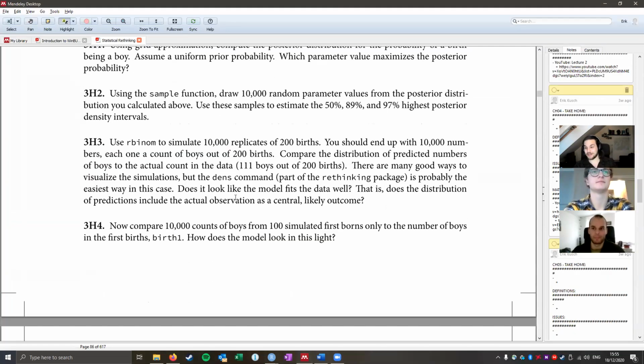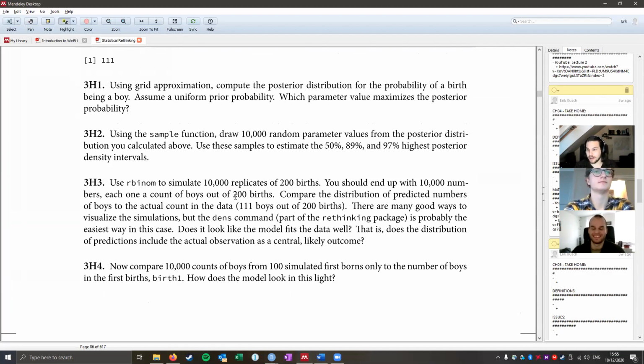So with that in mind, let's just quickly go through the last two hard exercises, and then the introduction to WinBUGS example we're just not going to do. I'll flash it on screen in case anyone wants to take a screenshot and solve it. But let's move on with this.